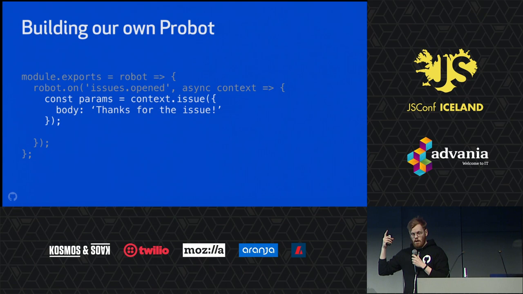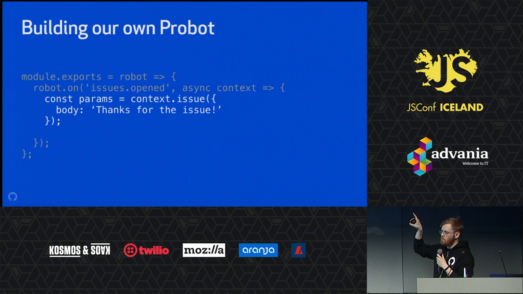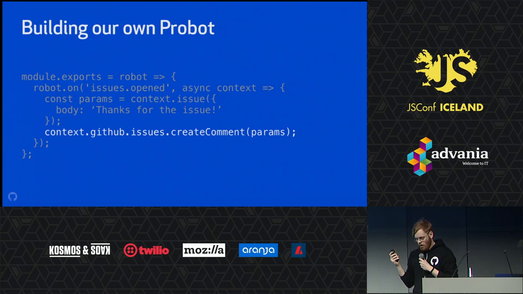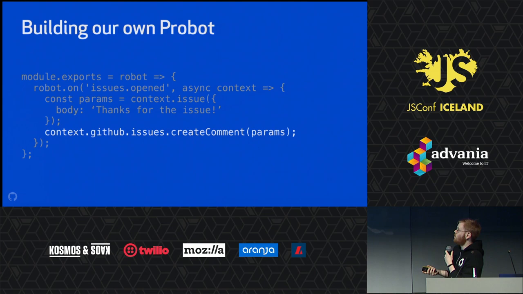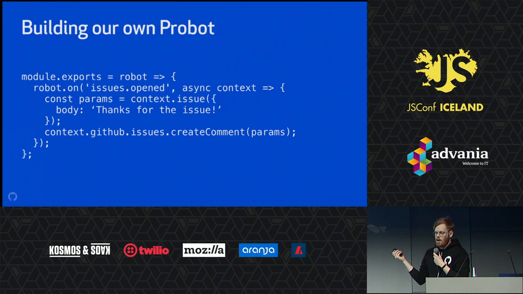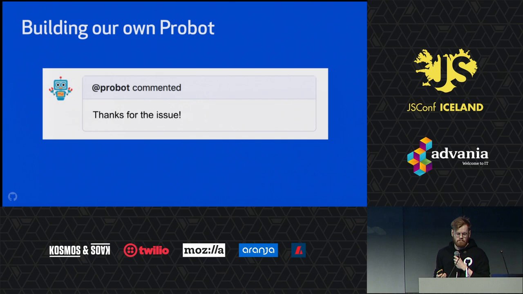This is kind of confusing. I didn't really understand this at first, but this essentially just gives you an object back that operates in the context of this issue. And we just give it the body, "thanks for the issue." And then just using the GitHub API, if you've ever used it, it's fairly simple. We just say create this comment. And that's it. It's pretty easy. We can run this, and every time somebody opens up an issue on a repository where this probot is installed, it will respond, "thanks for the issue."